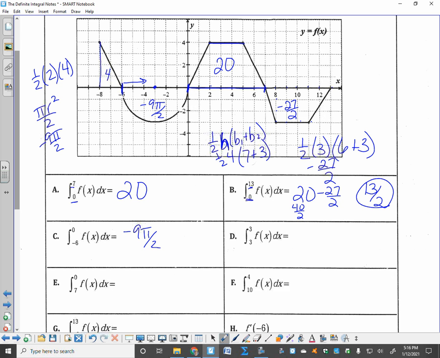All right, now this one's interesting. From 3 to 3. Well, there's no area there, so its area is 0. And that's sort of a property rule. If you have the integral from a to a of something, it's always going to be 0 because you have no width.